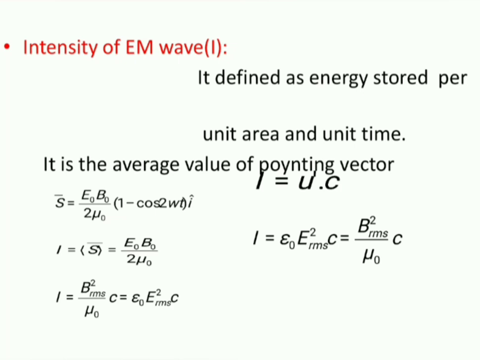You can also express it in RMS value as B RMS square by mu naught into C, only in terms of magnetic field. Epsilon naught E RMS square into C is only in terms of electric field. Therefore, since epsilon naught E RMS square is the energy density, I can be written as U dash into C. If you know the total energy density and multiply it with C, that will give you the intensity of an electromagnetic wave.